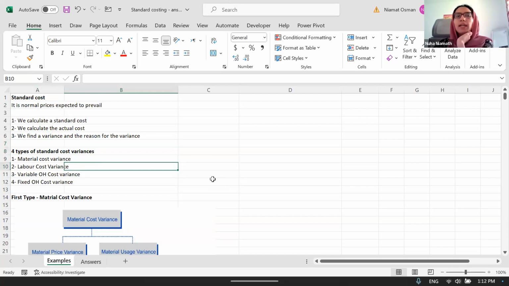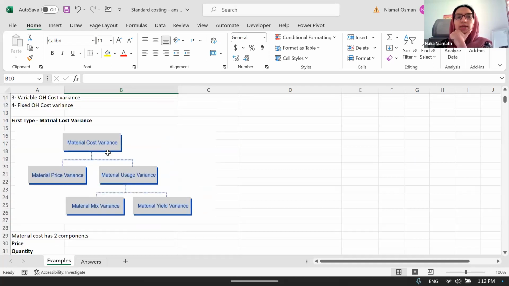So what we'll be looking at is four types of cost variances: material cost, labor cost, variable overheads, and fixed overheads. Till now, I hope everybody has gone through the material chapter, labor chapter, and overheads chapters, correct? In these three, we have looked at only these four components: material, labor, fixed overheads, and variable overheads. So we will look at the variances that we can calculate for all. Let's begin with the first type, which is material cost variance.